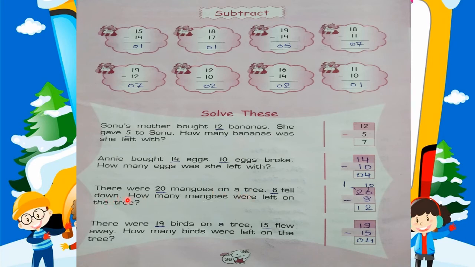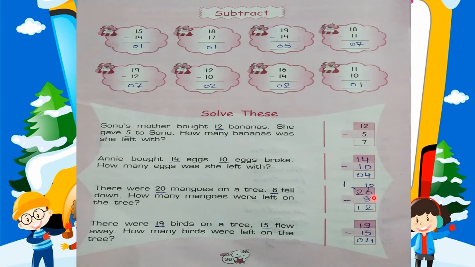Next, there were 20 mangoes on a tree. 8 fell down. How many mangoes were left on the tree? So firstly, how many mangoes? 20 mangoes. So firstly we will write 20. Then how many fell down? 8. So then you will write 8. Then you have to subtract them. You can do this question in two ways. You can draw lines, 20 lines, then cross out 8 lines. Then whatever is left will be the answer.